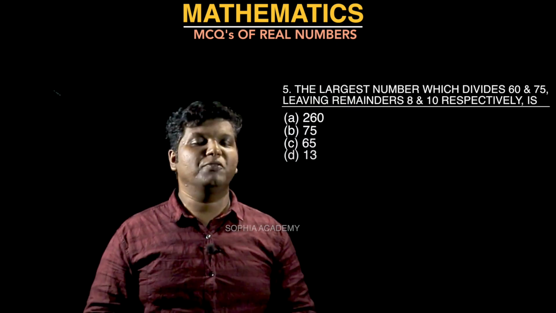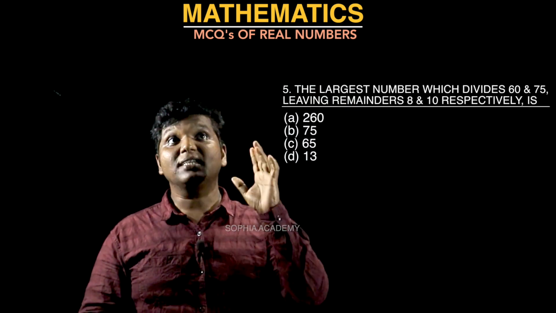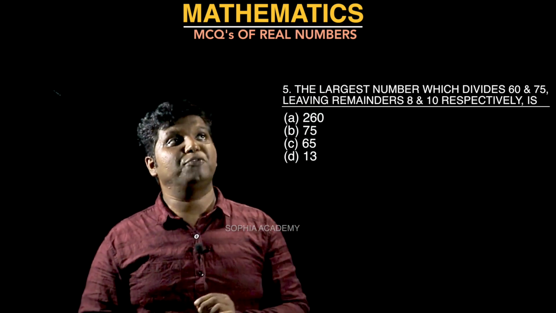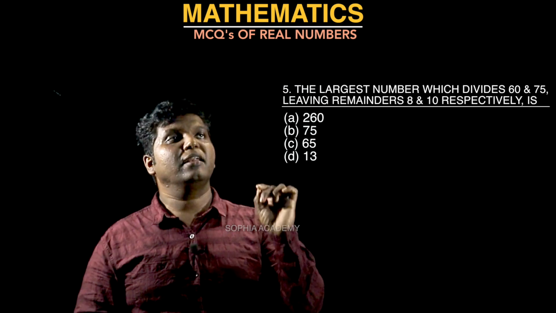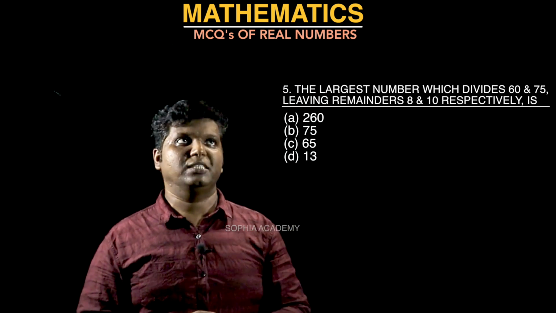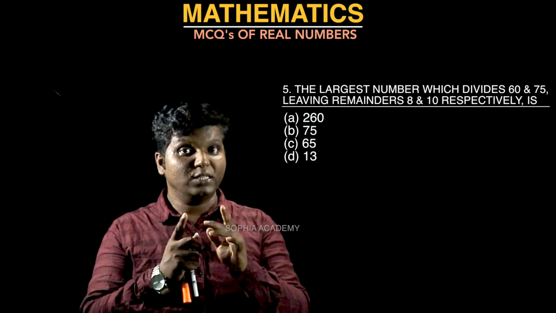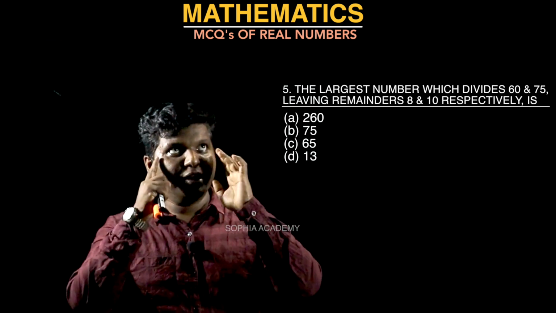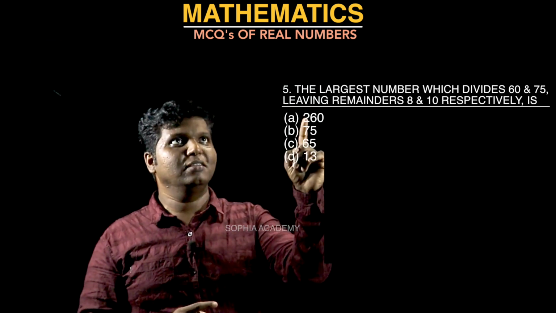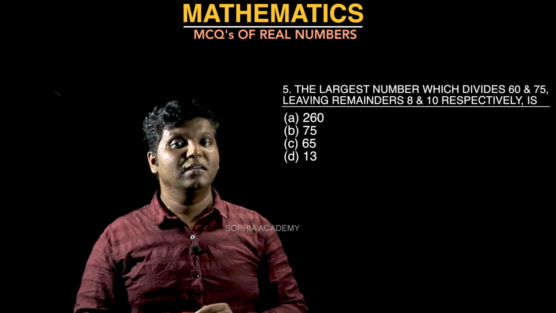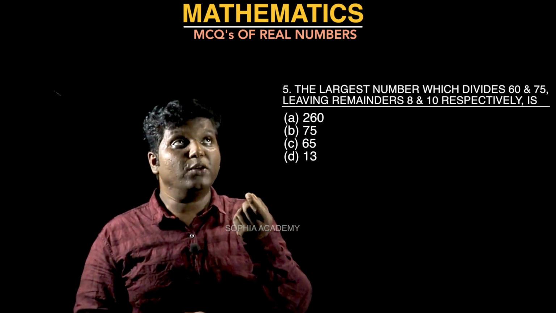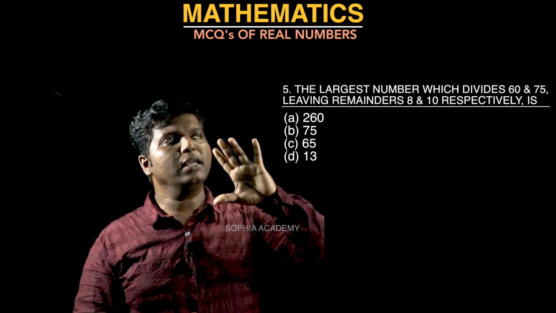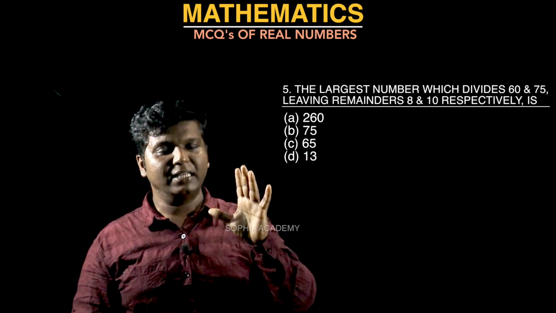So here goes the next question before you. Find the largest number that will divide 60 and 75, leaving a remainder 8 and 10 respectively. So here, what is the question? You have to find the largest number. Whenever you're hearing the largest number, just note it down. That will be the HCF. When you're hearing the word the least number, it will be LCM. Okay, that's the first thing you have to understand. So anyhow, you understood that you are going to find HCF itself.